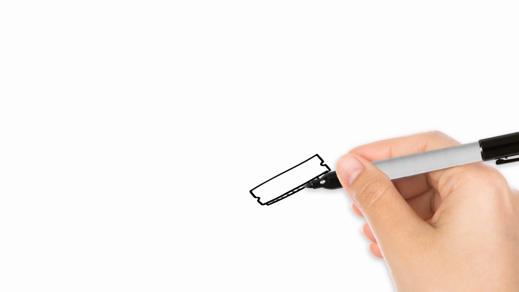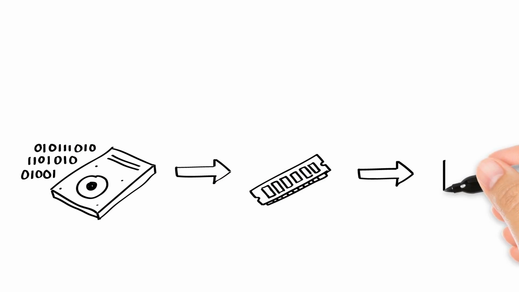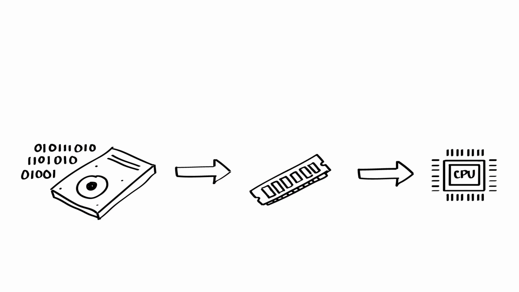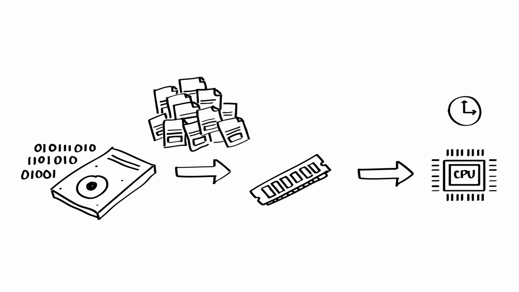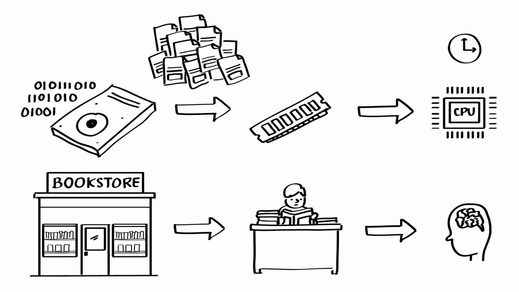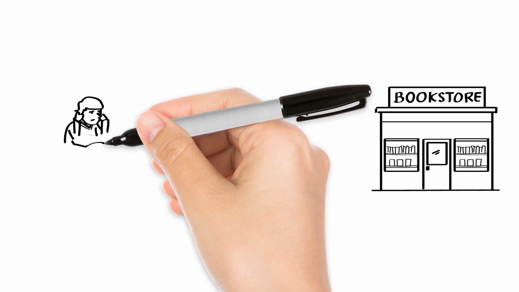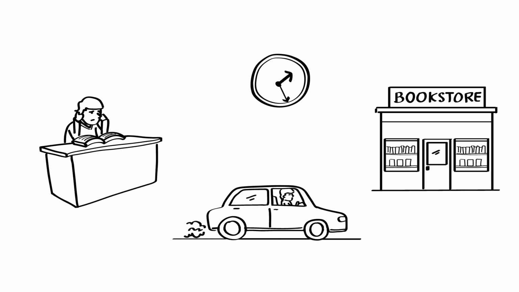Optane Memory is a new type of memory that acts as a cache between your hard disk drive and system memory. While everything else on your computer has become exponentially faster, slow mechanical hard drives have always been a bottleneck. Think of it this way, hard disk storage is like a bookstore. And if you had to go to the bookstore every time you wanted to read something, you'd waste a lot of time going back and forth.